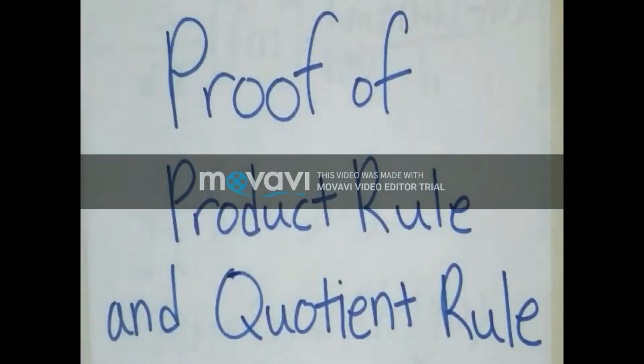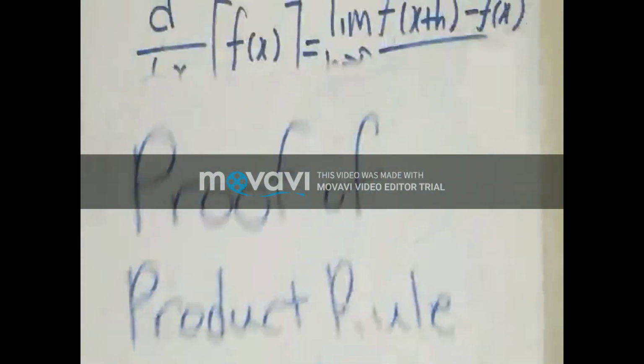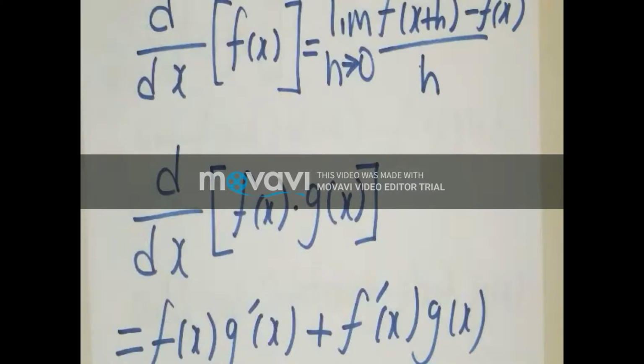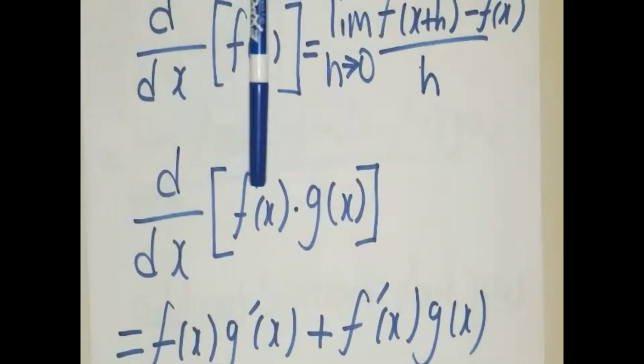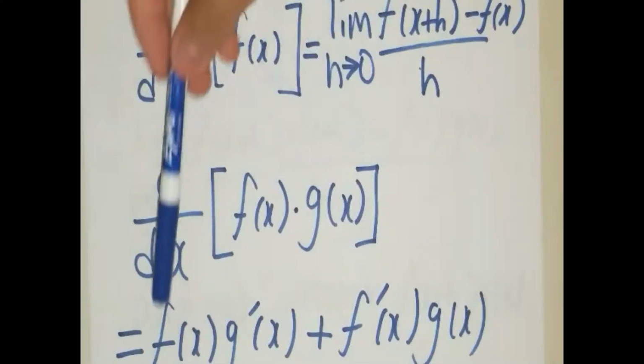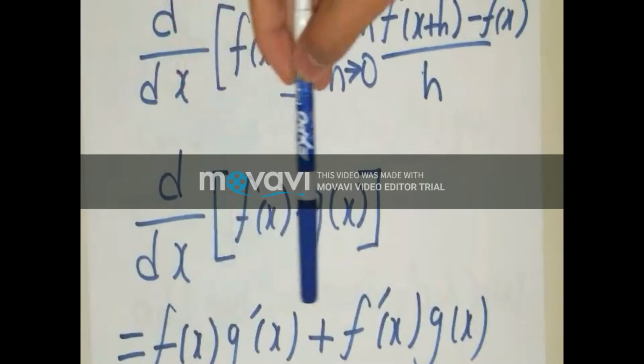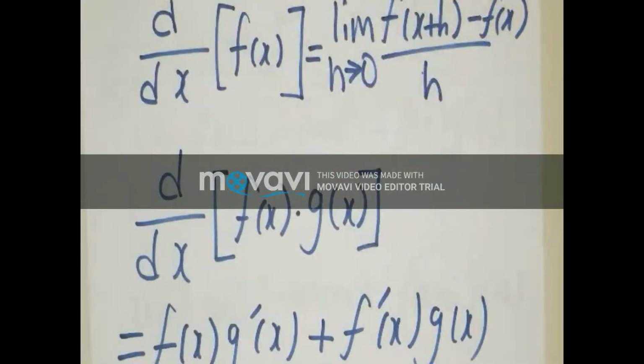Proof of product rule and quotient rule. d over dx of f(x) is the limit as h goes to 0 of (f(x+h) minus f(x)) over h. In the product rule, we're trying to find d over dx of f(x) times g(x), which is f(x) g prime of x plus f prime of x g(x).